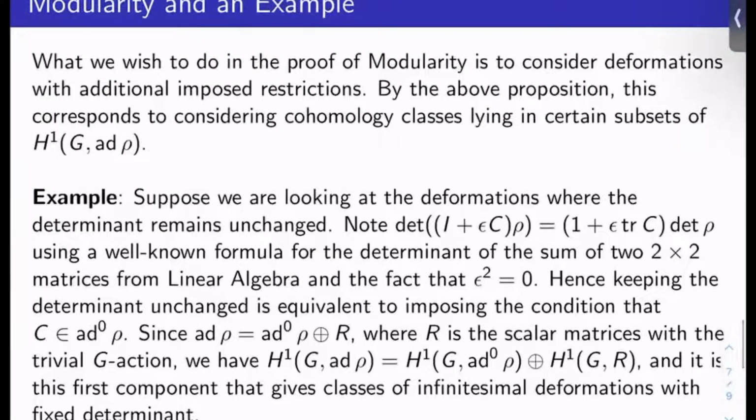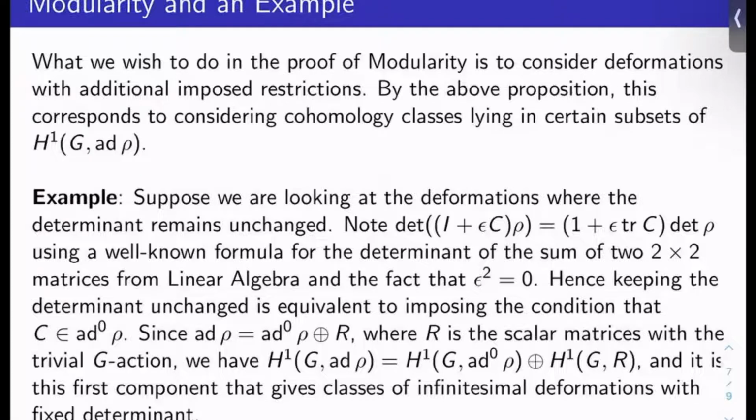So what we want to do in the proof of modularity is to consider deformations with additional imposed restrictions, as we've briefly talked about in the past. But what you see by the above proposition is that this is the same as considering cohomology classes lying in certain special subsets of H1 of G, ad rho.